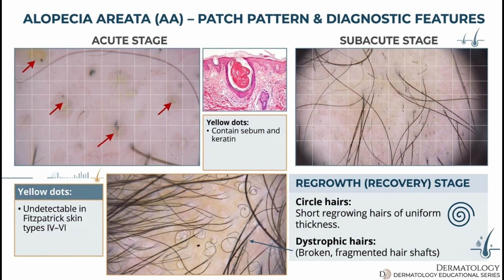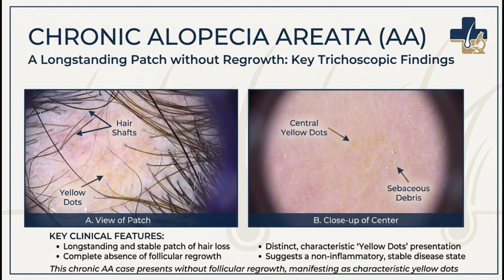In the subacute stage, the patch is still there. Patients may still be shedding. The condition continues without resolution. You can see broken hairs and black dots. I will talk about the dystrophic hair on the next slide. In the regrowth stage, we see circle hairs, which look like pigtail hairs. They are a type of short regrowing hair. And in the chronic stage, we see yellow dots without regrowth.